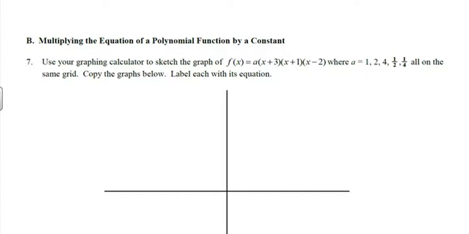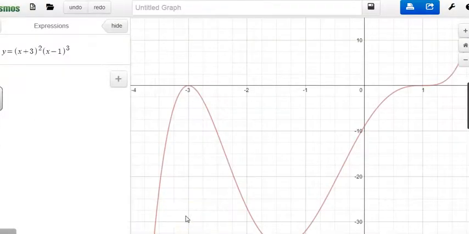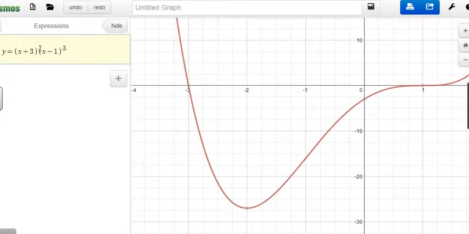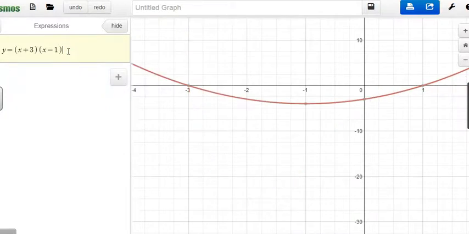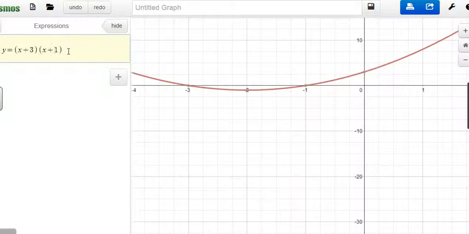Alright, so all I'm going to do is what? x plus 3, x plus 1, x minus 2. x plus 3. x minus 1. x plus 1, sorry. Oh, x plus 1. Okay, fine. x minus 2. x plus 1 and x minus 2.